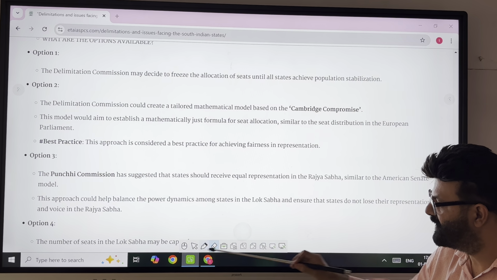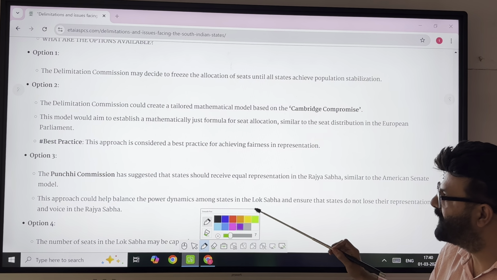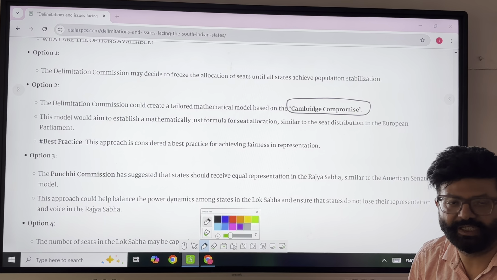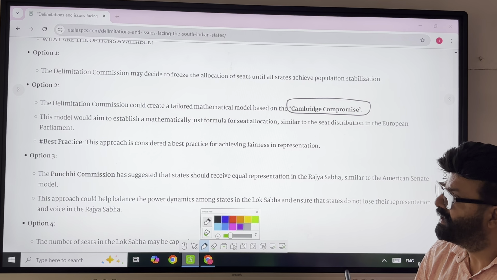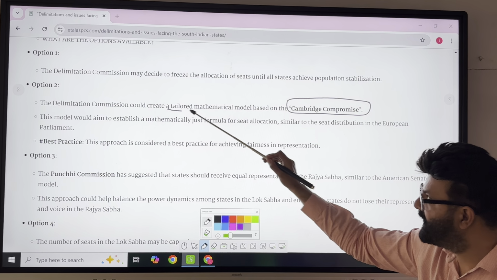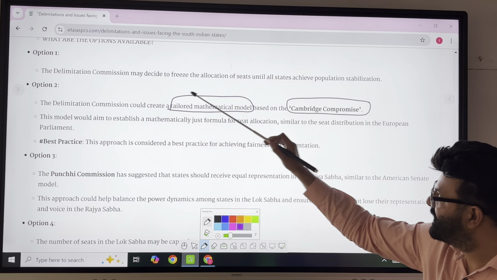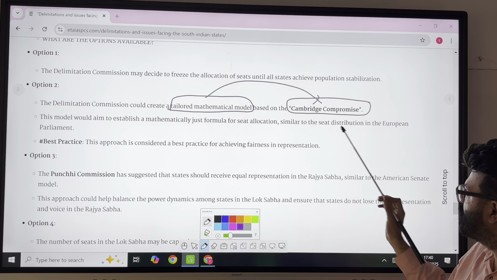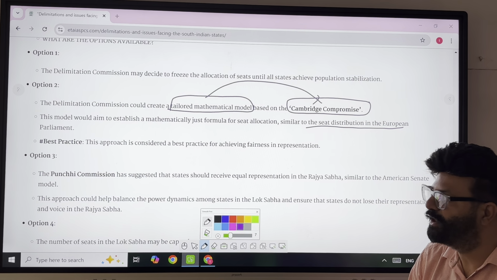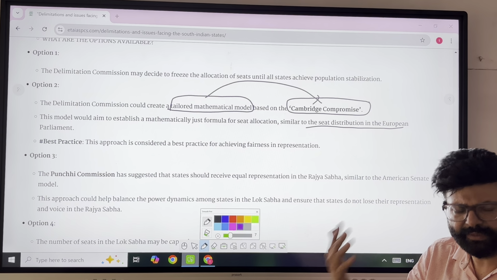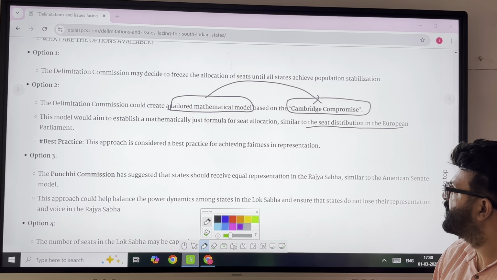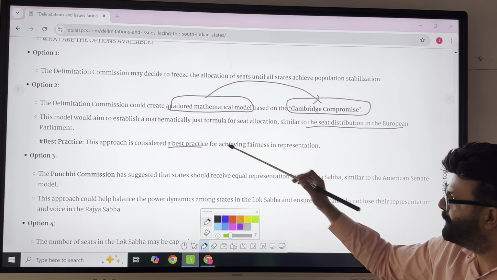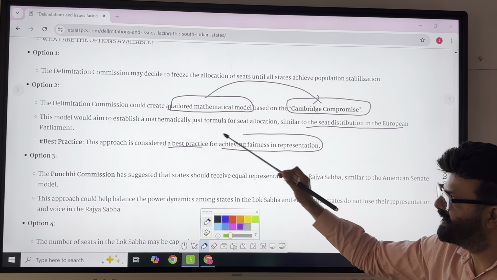Now second option is what European Parliament has done, that is Cambridge Compromise. So this question can be asked in your prelims examination also. The Delimitation Commission could create a tailored mathematical model. So what is Cambridge Compromise? It is a mathematical model devised for seat distribution in the European Parliament. So any mathematical model which is close to the Cambridge Compromise, we can adopt that model also. So this approach is considered as a best practice for achieving fairness in representation.